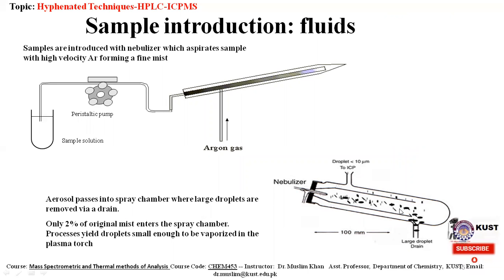The aerosol passes into a spray chamber, where larger droplets are removed via the drain. The aerosol from the nebulizer passes through the spray chamber, and the larger droplets, due to gravitational force, are drained here. So only 2% of this original mist enters the plasma. This process yields droplets small enough to be vaporized in the plasma torch.